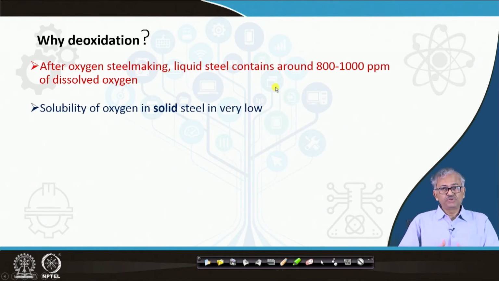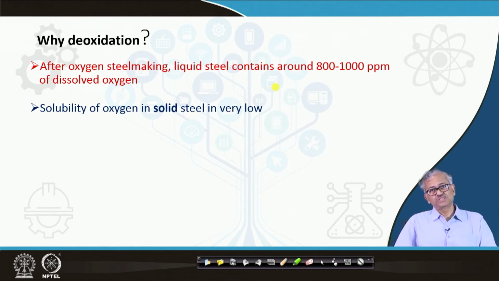But this is the liquid state. Liquid state iron can dissolve this much oxygen, 800 to 1000 ppm. But if you go to the solid state, if you solidify, then the solubility of oxygen in solid steel is negligible, very, very less. So what will happen during solidification? This oxygen will come out in the form of CO bubbles, right? As a result, these CO bubbles do not get sufficient time to float up. They may be entrapped in the structure in the form of blowholes, right?